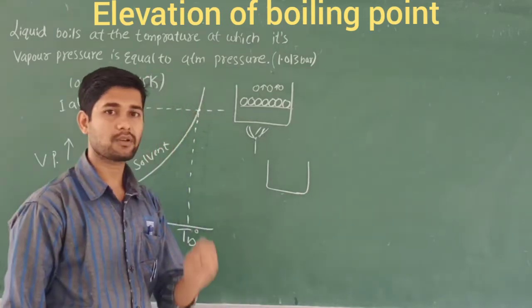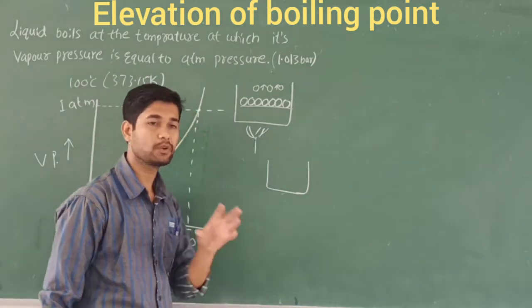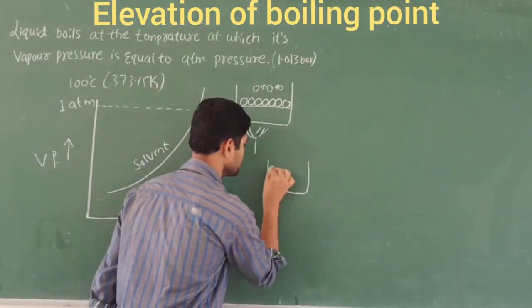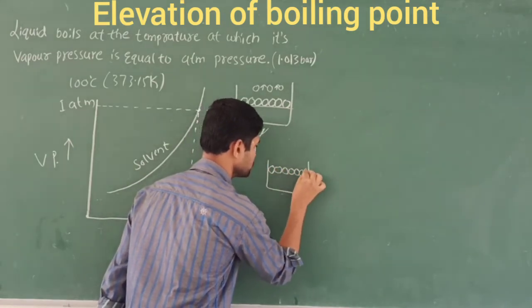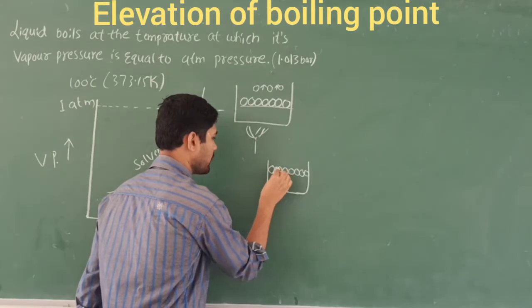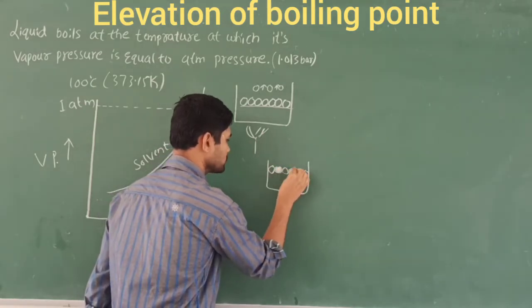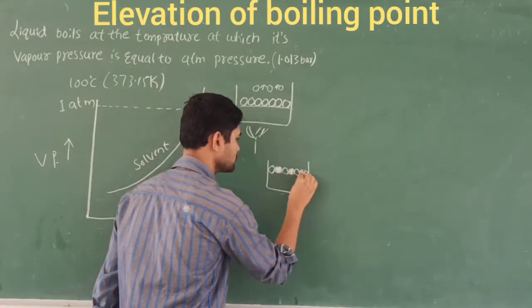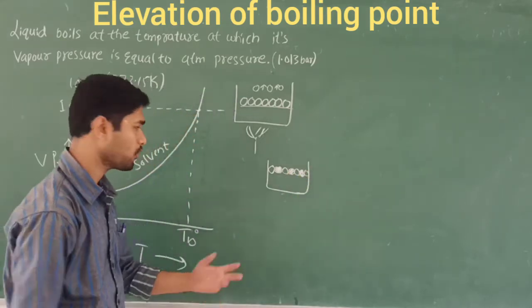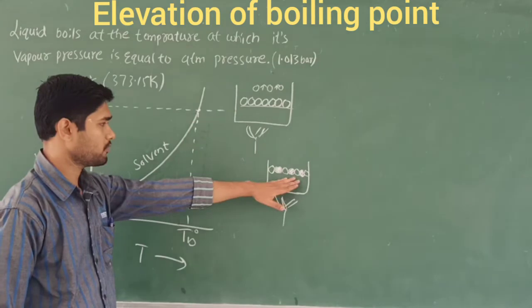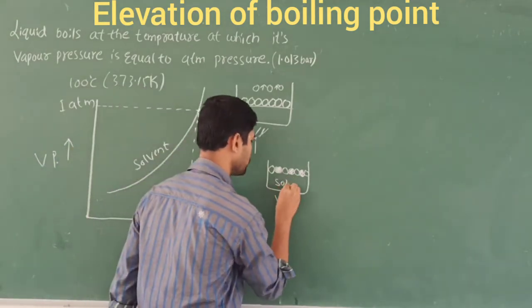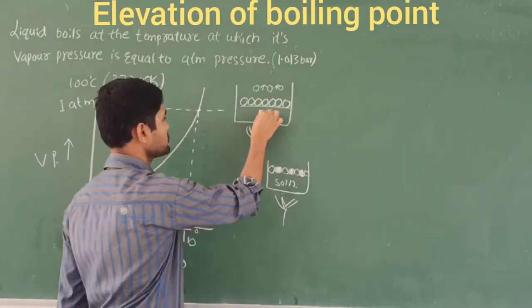Now I am going to add some solute like glucose, urea, anything. The solute particles I am going to draw as dots. These are the solute particles. Now I am going to apply heat, that is energy. So what happens here? This is called solution. This is called solvent.